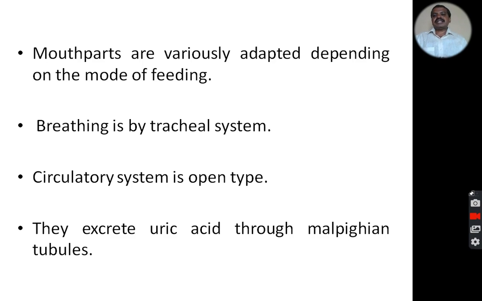Now, the circulatory system. The circulatory system is of open type because these insects are not highly organized animals. Closed type of circulatory system is absent. In open type of circulatory system, definite blood vessels are completely absent, as in higher organisms like arteries, veins, and also the capillaries. These are the three important blood vessels which are present in a higher organism.